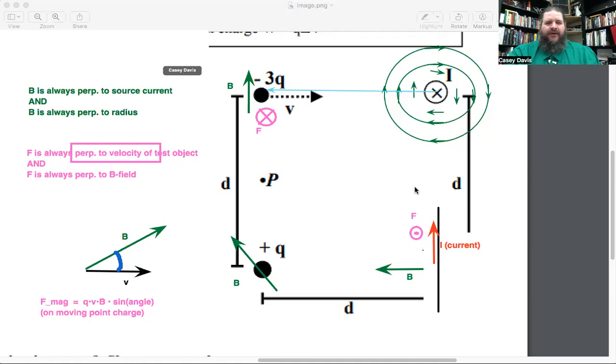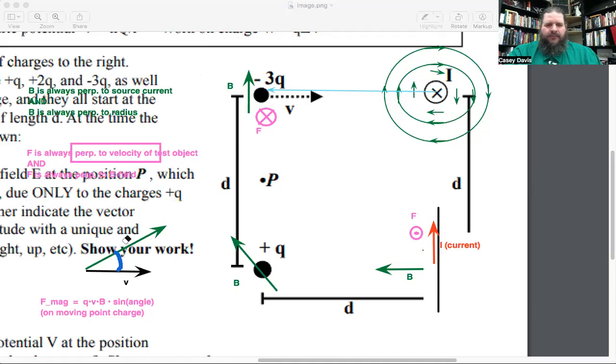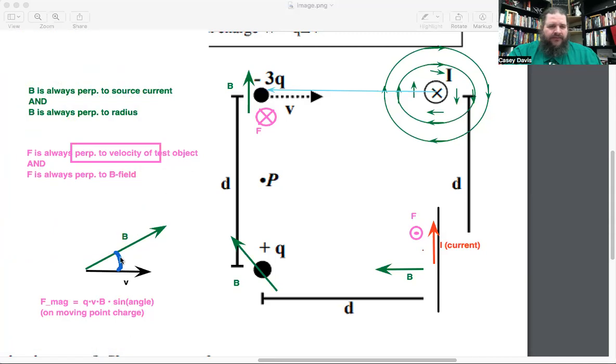Any other questions on that so far? And one other thing about the current, the force on the wire here. Have you seen any formulas for the force that the wire would experience? I don't think so. We can actually make one by modifying the formula we've got for force on a single point.